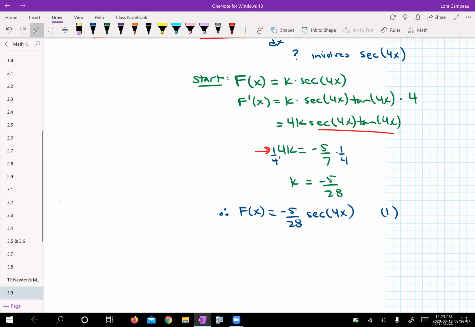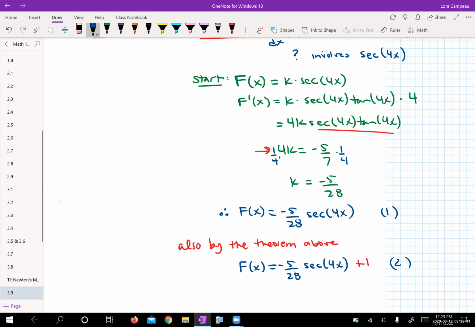They wanted 3. So you're just going to use the above theorem, and you're just going to add on a constant or subtract off a constant. So we can just say we also have another one. Keeping this -5/28 of secant of 4x, add on anything you'd like. So let's add on 1. So that is your second antiderivative.